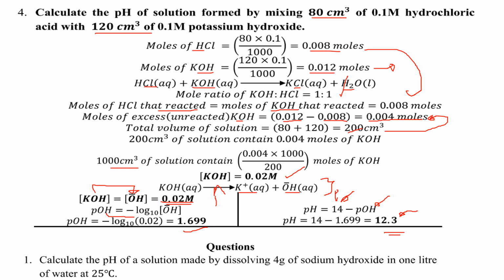So let's look at the questions. Question 1: calculate the pH of a solution made by dissolving 4 grams of sodium hydroxide in 1 liter of water present at room temperature. I told you room temperature will tell you that your pKw is going to be 14, or your ionic product of water is going to be 1 exponential negative 14.